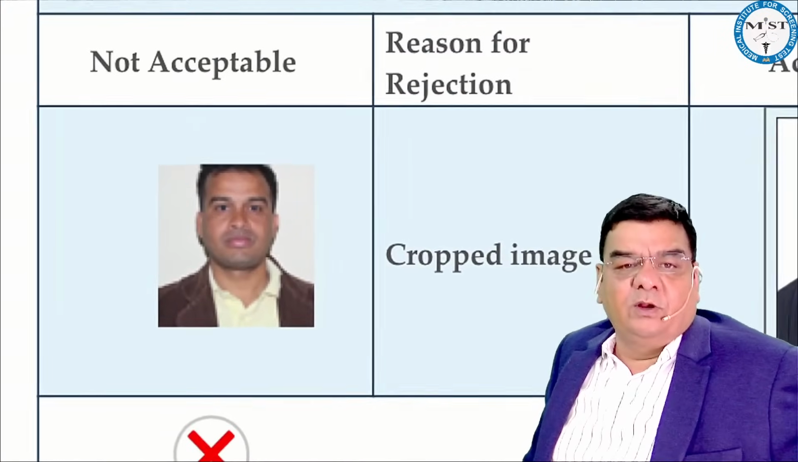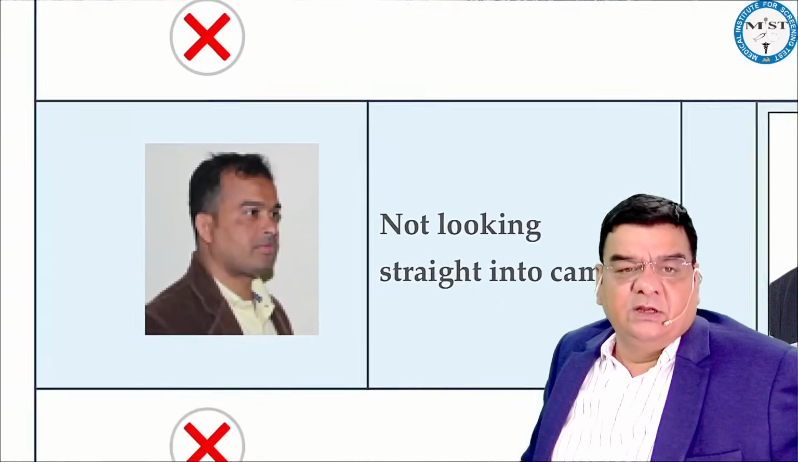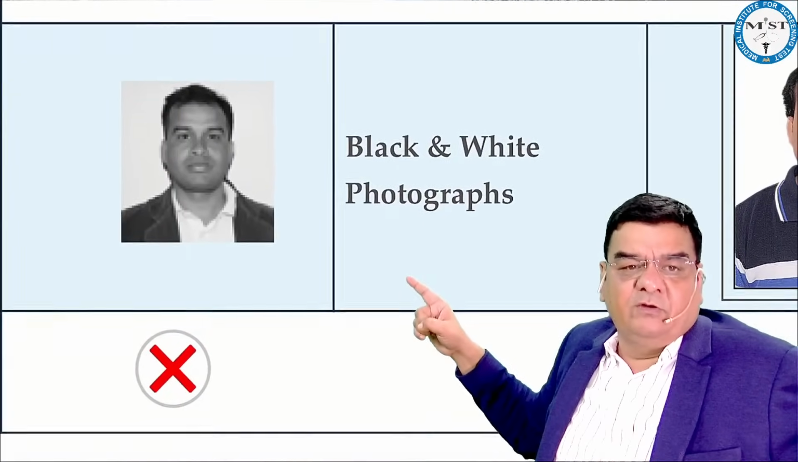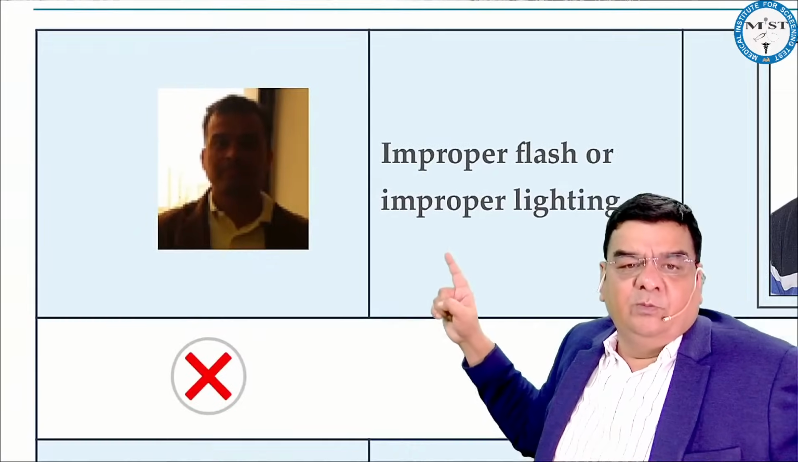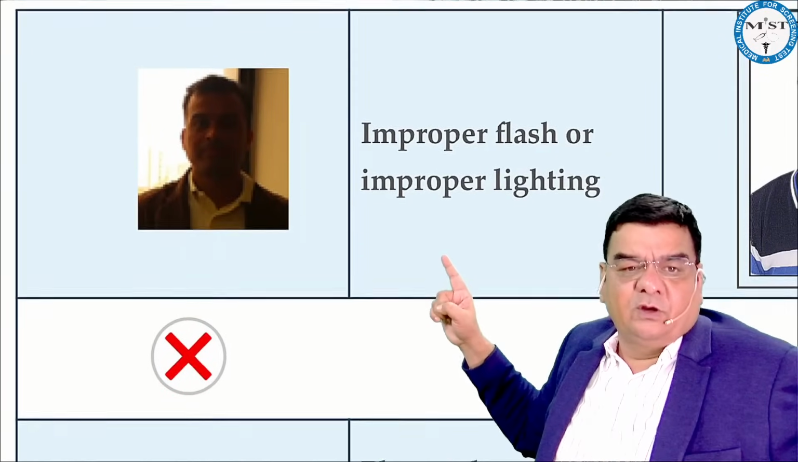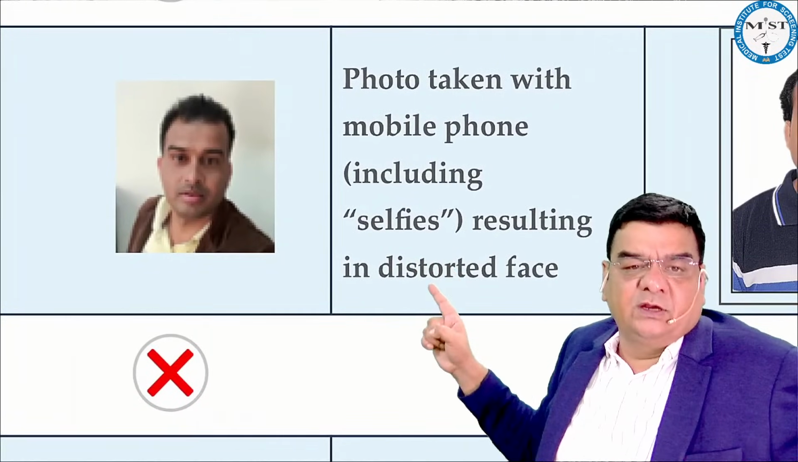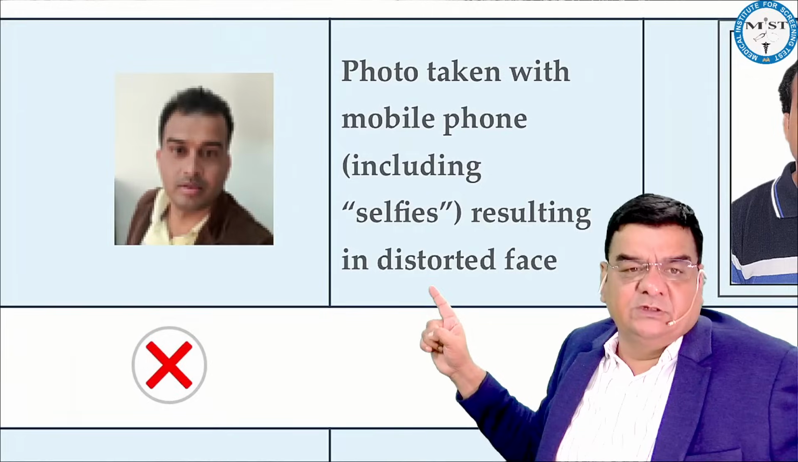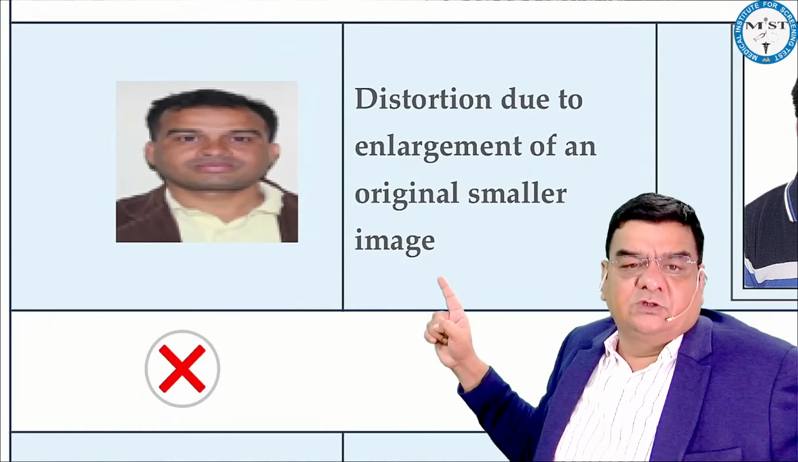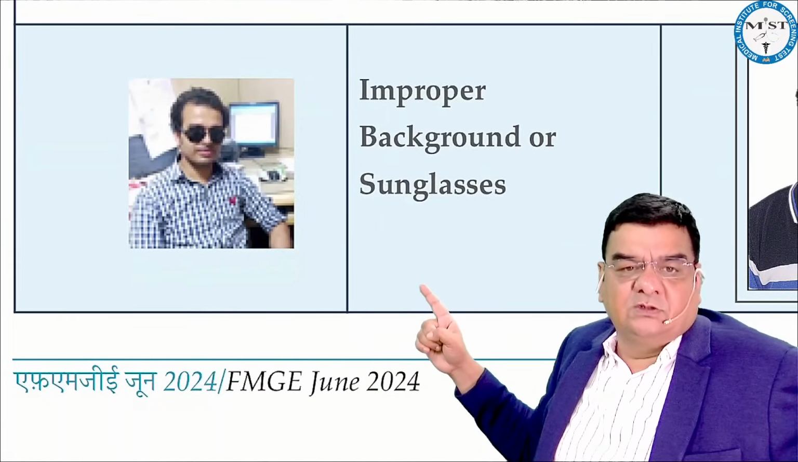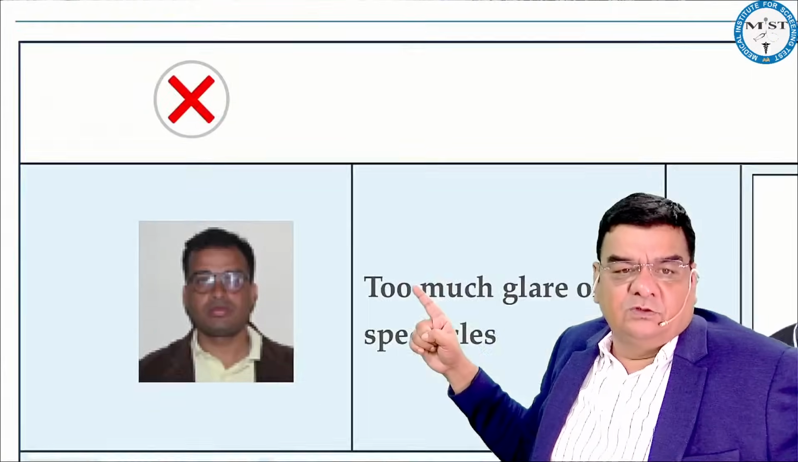Like here they've shown, this is a blurred cropped image. So this has been rejected. See the reasons for rejections. Not looking straight into the camera. Black and white photographs are rejected. Improper flash or improper lighting photographs are rejected. Photos taken with a mobile phone, including selfies, resulting in a distorted face. If the face is distorted, they are rejected. Distortion due to enlargement of an original smaller image. This is also rejected. Any sunglasses or something, this photograph is also rejected.